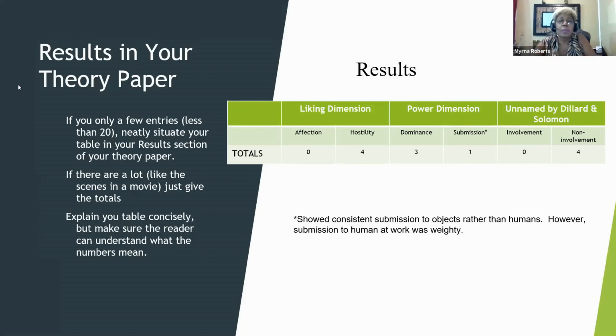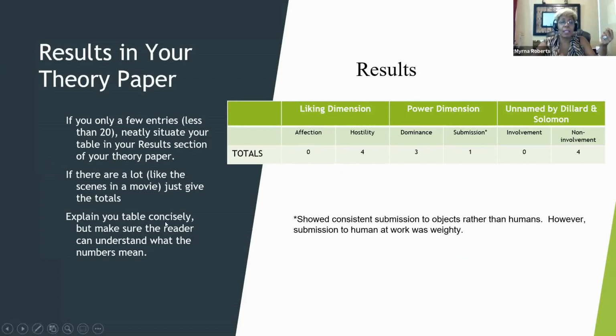So if you have only a few entries, like less than 20, like it's only 20 rows, then you can neatly situate your table in the results section of the theory paper. Just boom. You can set that thing right there. But if you did a movie and it's 145 rows, just put the totals. Just like I have right here, put the totals.